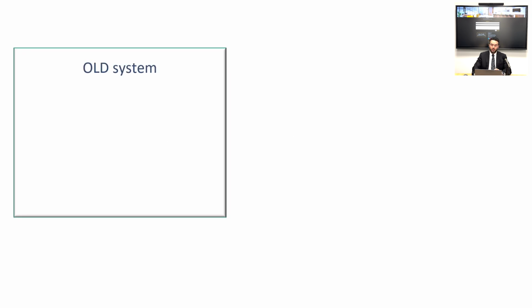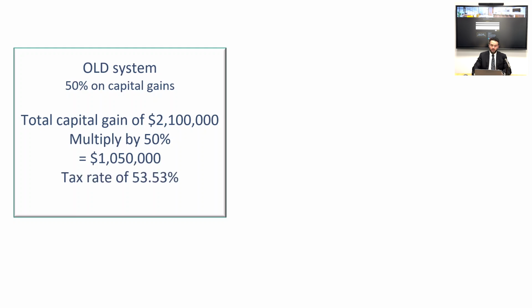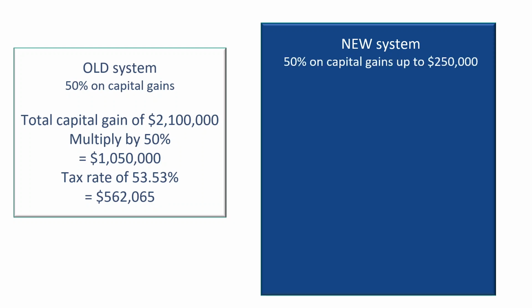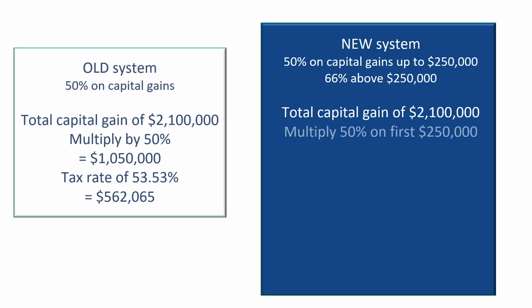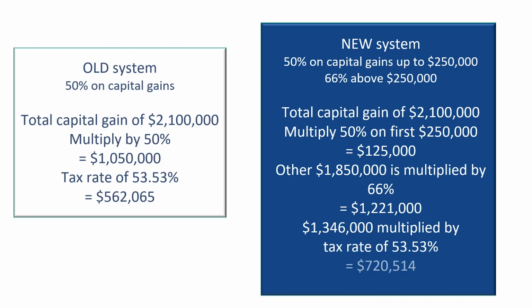And just to break down the math, under the old system, you're going to have 50% on capital gains. So you take the total cap gain of 2.1 million, multiplied by 50%, and then multiply that by the tax rate of 53.53%, gives you your 562. The new system, again, it's 50% on capital gains up to 250, and then 66% above that. So you take total cap gain of 2.1 million, you multiply 50% on the first 250, which equals 125, but then you multiply the additional 1.85 million by 66%, which will give you 1.221 million. Add up the 125 and the 1.221, gives you 1.346 million. Multiply that by 53.53%, gives you the 720, and that's the differential.